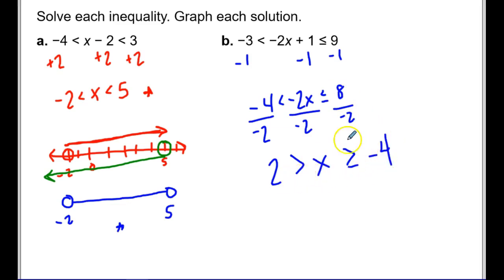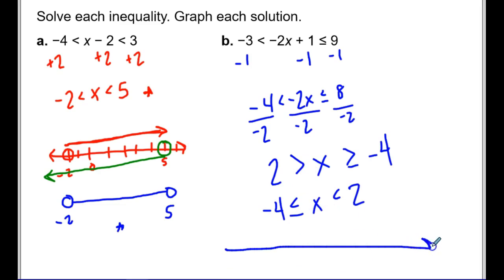Well, this is harder for my brain to handle because I like things to be in numerical order. So I'm just going to reflect this so it looks more like the number line. So I've got my negative 4 towards the small side, x, and then less than 2. So now again I see this is an "and" statement. Since it's one statement, I can go ahead and graph that. I can graph where they intersect.